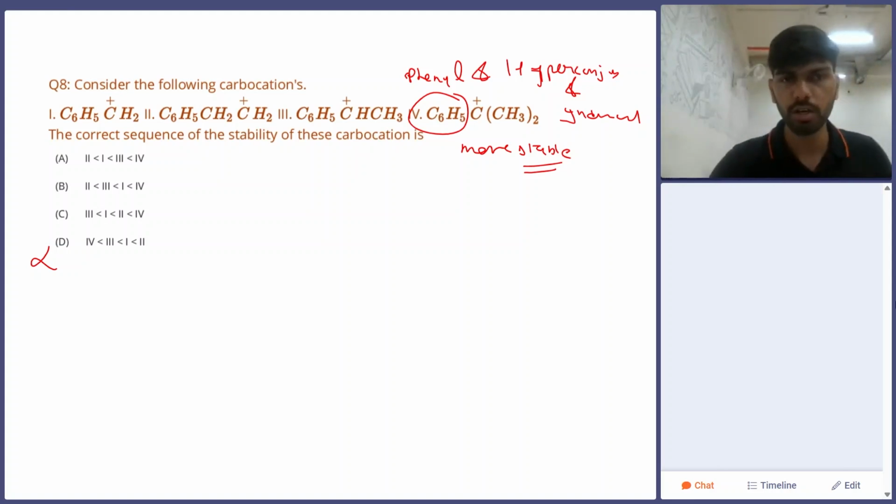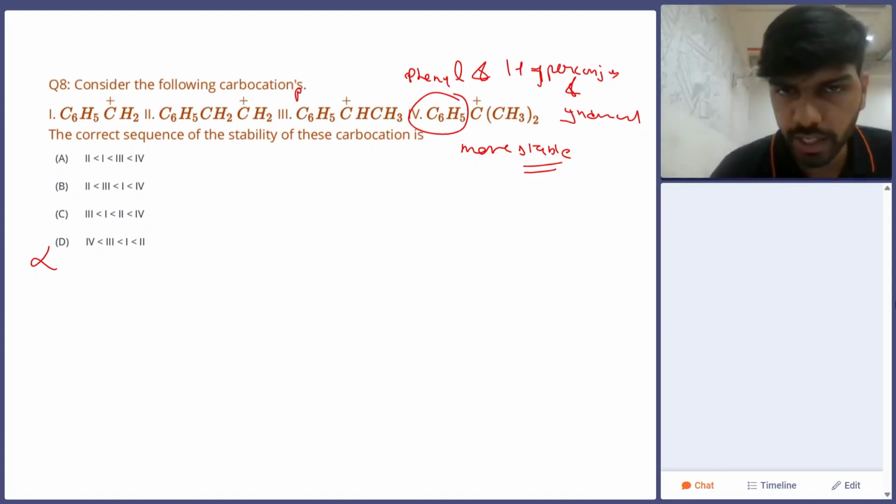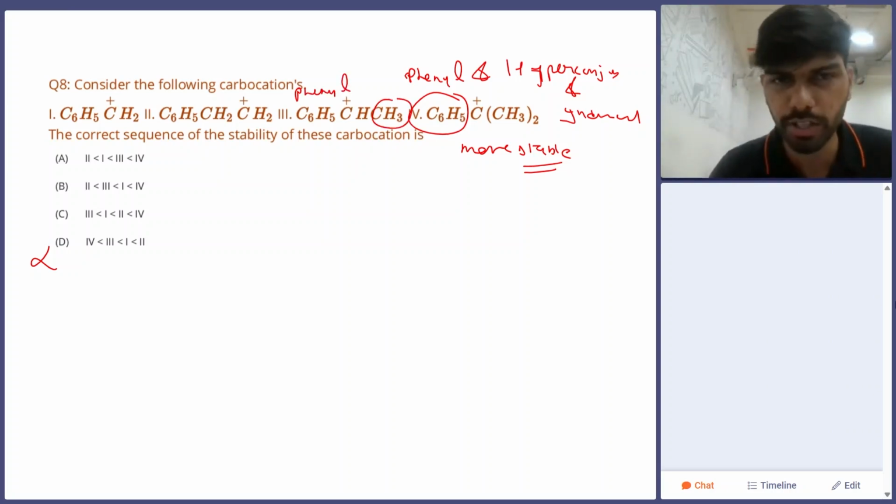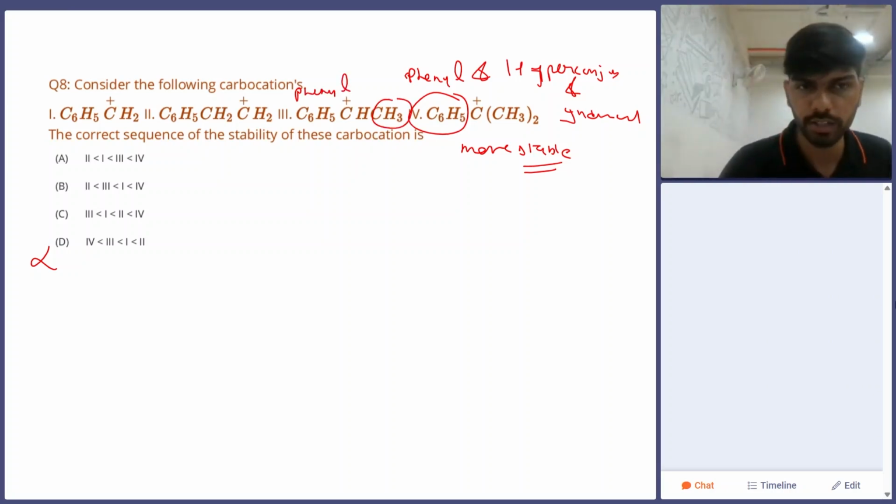Out of A, B, C, after the fourth, which one do we take? Look at the third one. There is again a phenyl group, so resonance, and CH3 again gives inductive effect or hyperconjugation. So after 4, 3. Wherever 4 and then 3 is written, we take that option. This one has a phenyl group with resonance, and that is not possible here because of CH2, so it is less stable. That's why option A is the most appropriate and correct answer. Now we'll move to the next question.